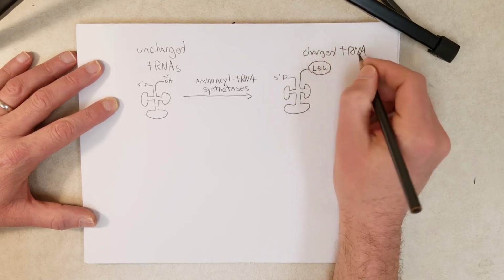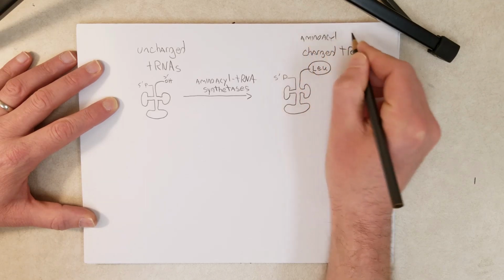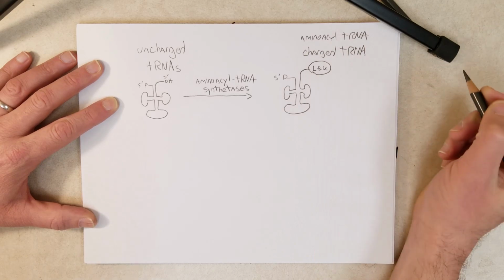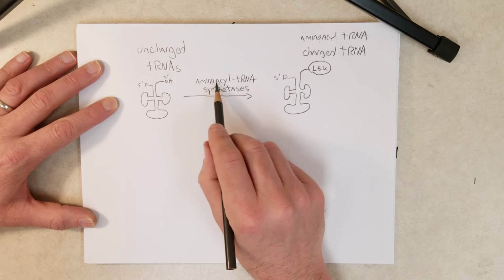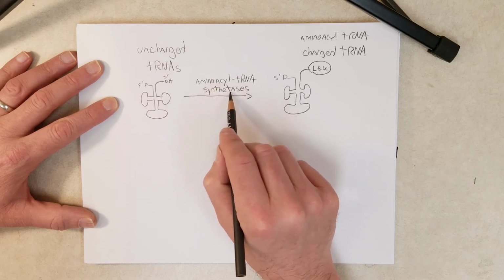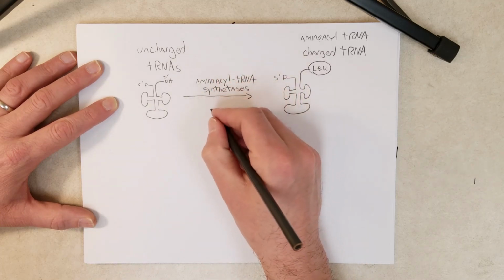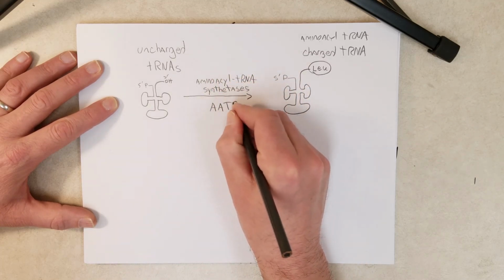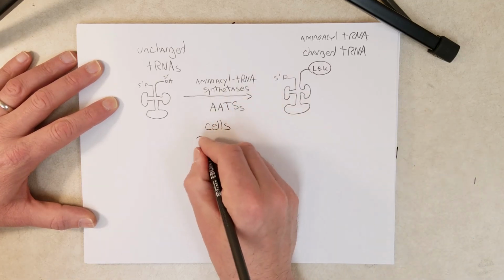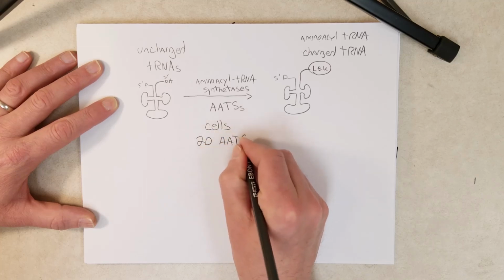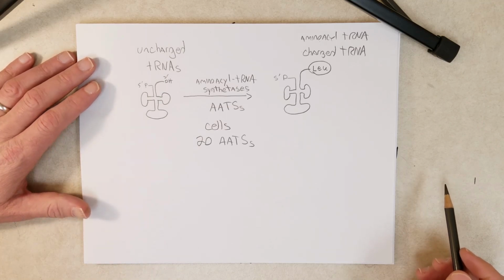tRNA. In a charged tRNA, another name for that is an aminoacyl tRNA. So a charged tRNA is an aminoacyl tRNA, and that's where this name comes from, aminoacyl tRNA synthetases. It's synthesizing an aminoacyl tRNA. We can call these enzymes AATSs. Now, cells in most species have 20 AATSs, so one for each of the amino acids specified by the genetic code.